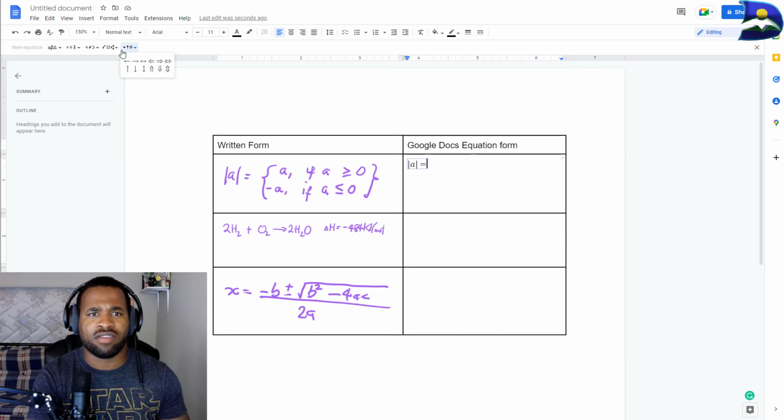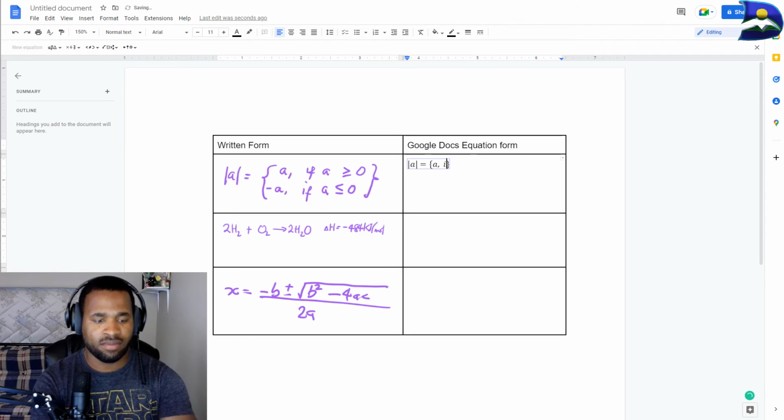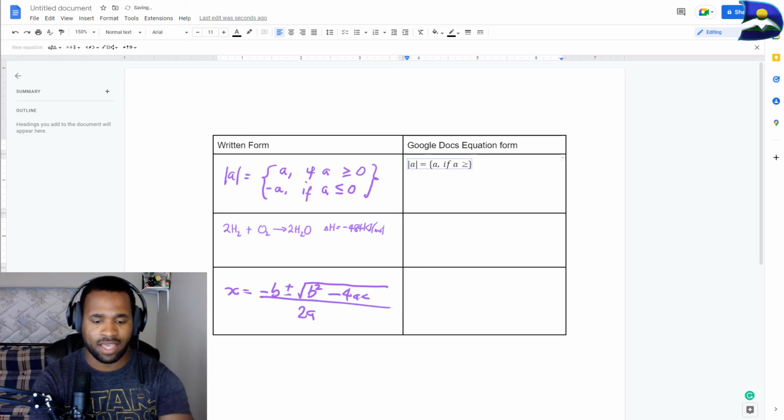We see these brackets which have the sharp edges in the middle, and once we click on that, we type A, if A is greater than or equal to 0. So greater than or equal to 0, we're going to look for it, which is here, and once you click on this, you type your 0, and that is 1.